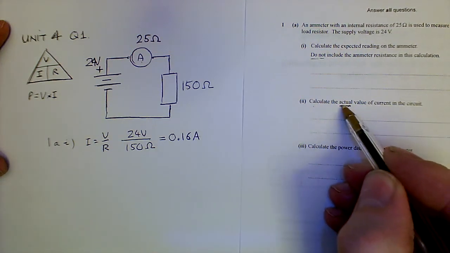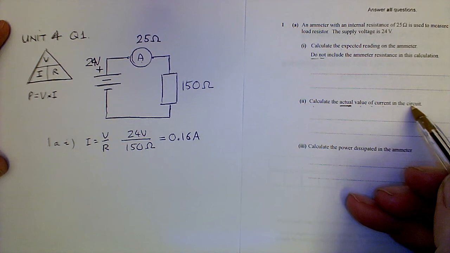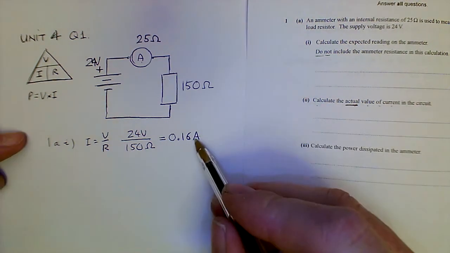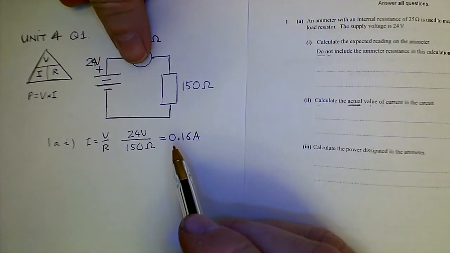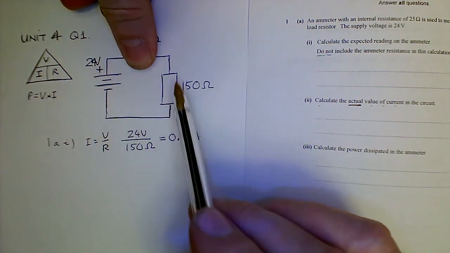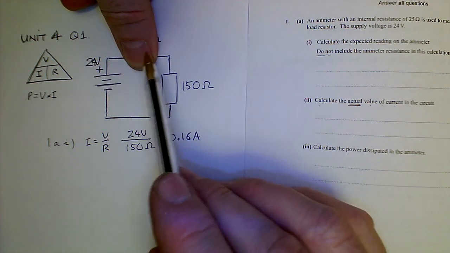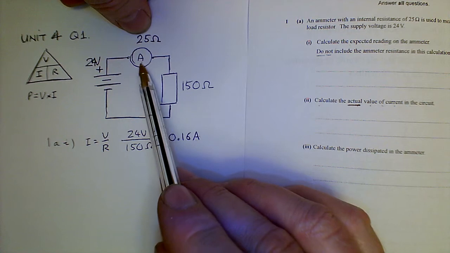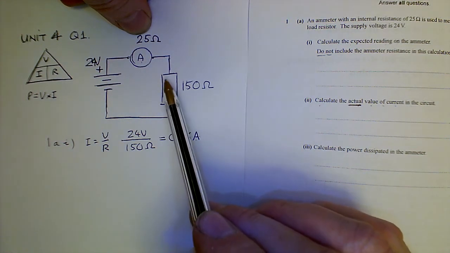Calculate the, and I've underlined this, actual value of the current in the circuit. Okay, that's going to give you a moment of pause, and you think, well, I've just calculated the current in the circuit. Well, you have, but in that circuit, this is the implied resistance that we didn't calculate. So now we've got an interesting situation because we've got some form of resistance and another form of resistance.